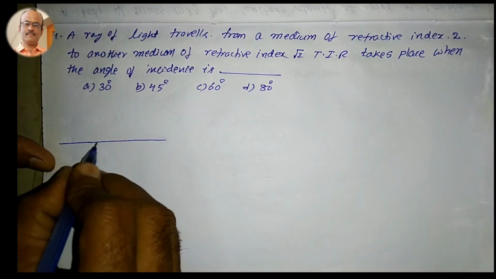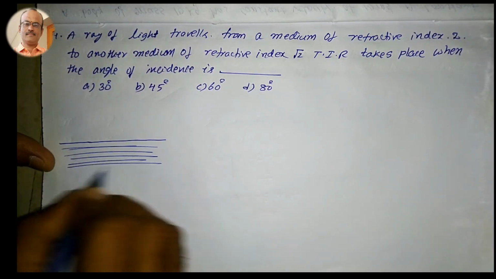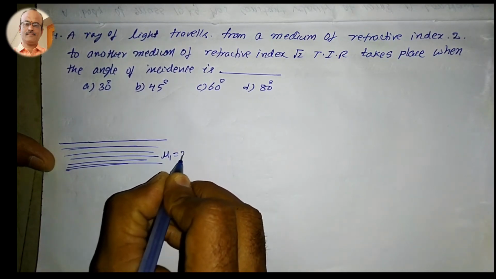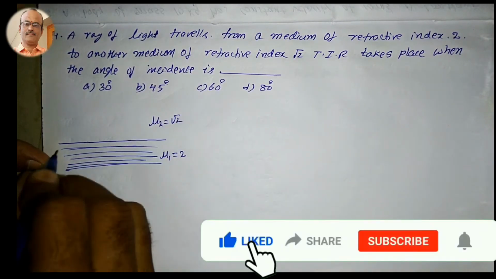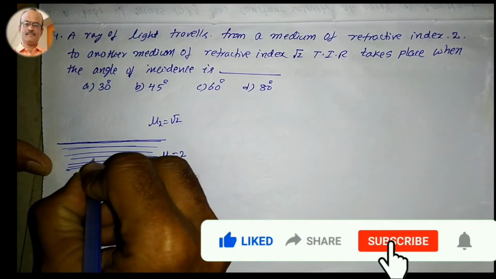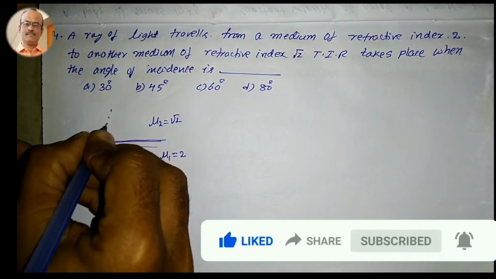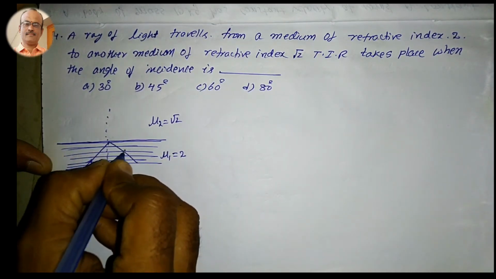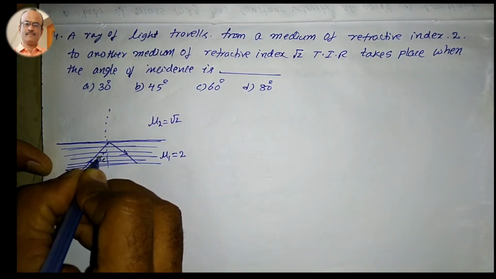here it is the interface of two media. This is mu1, the refractive index is 2, and here mu2 is the refractive index root 2, and these two are separate media. Whenever the light ray travels from medium 1 to medium 2, total internal reflection takes place. So that means this is IC, that is critical angle.